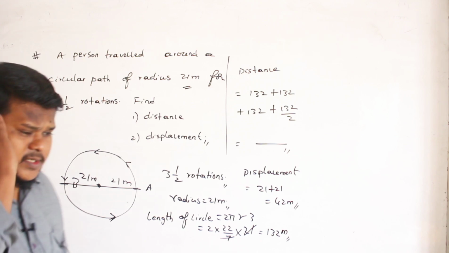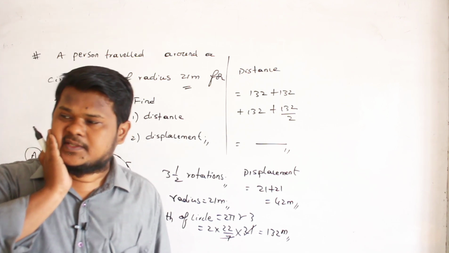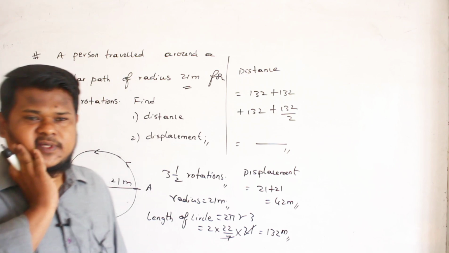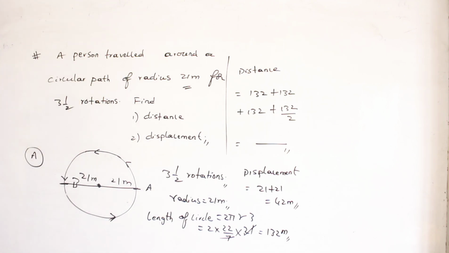So distance is nothing but the total length traveled by the body. Displacement is nothing but the shortest distance between 2 points. Clear? Make a note of this one.